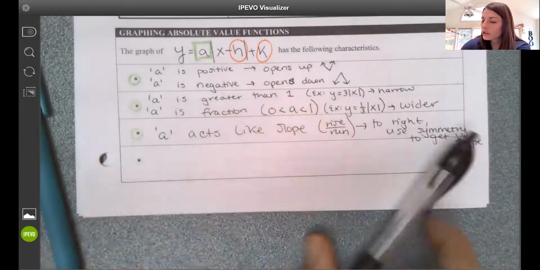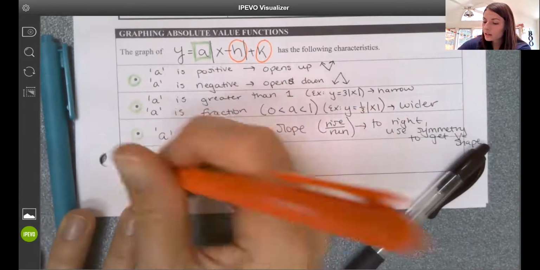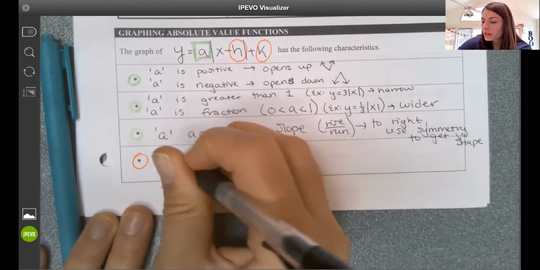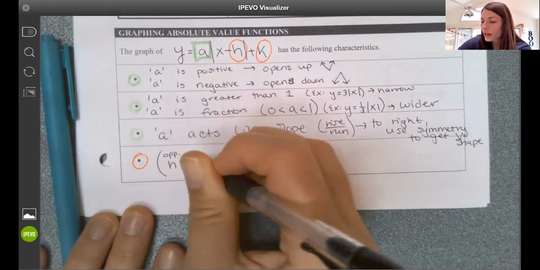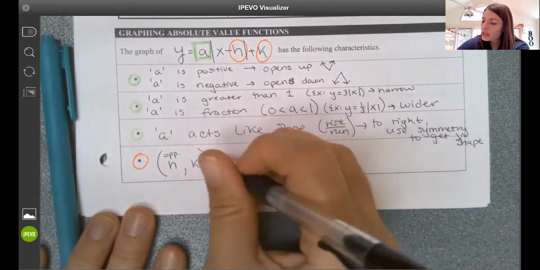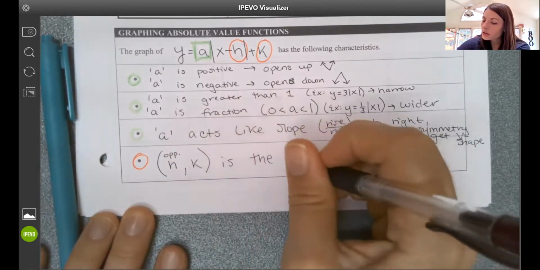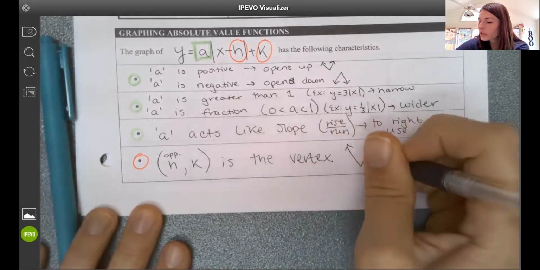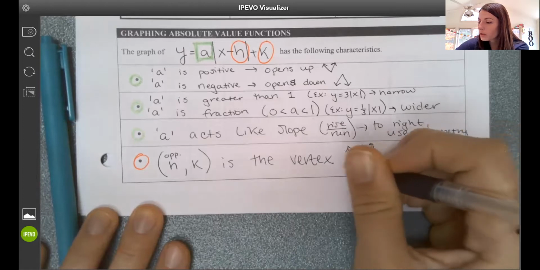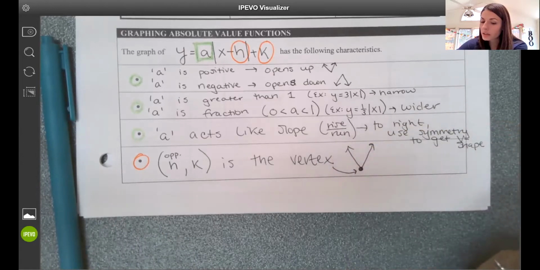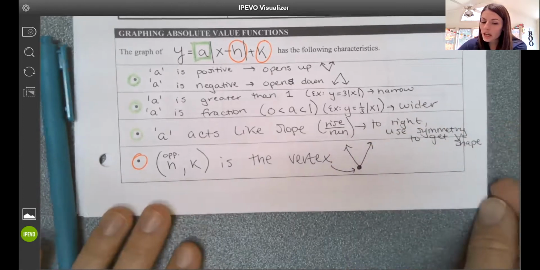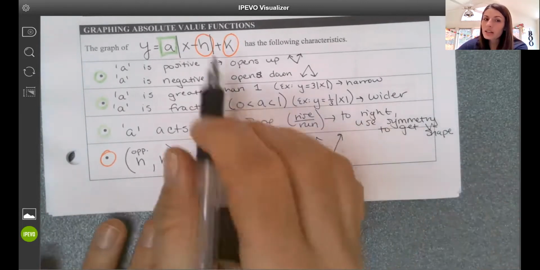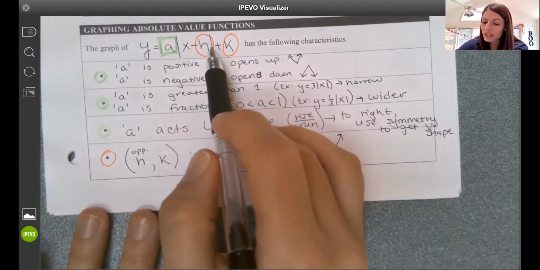Okay, and so H, K, and I like to say the opposite of H, K, and we'll talk about that in a minute, is the vertex of the graph, meaning here's my graph. The point where it meets is the vertex. Now, the reason that I say opposite of H is because it's set up as X minus H.